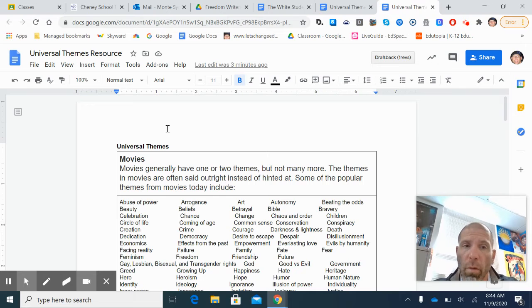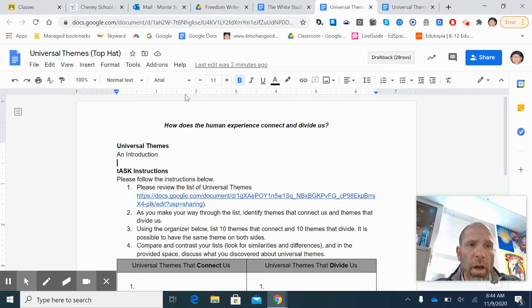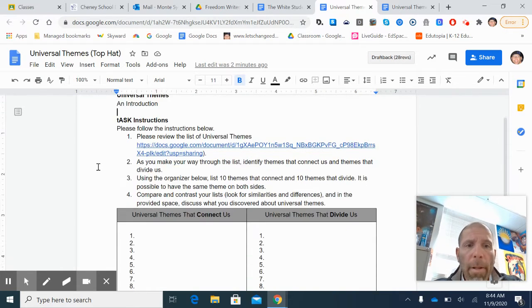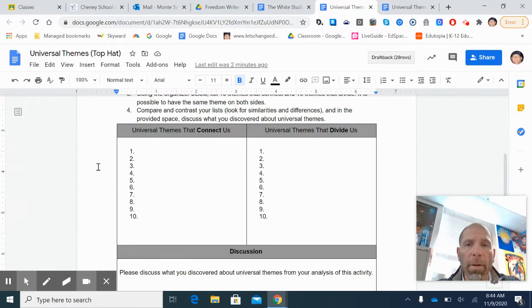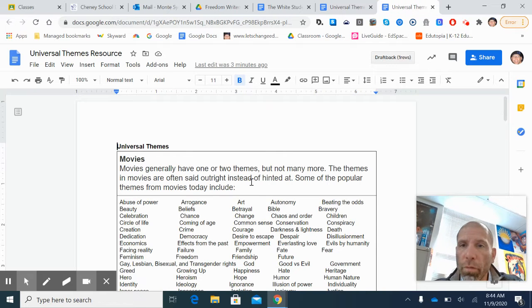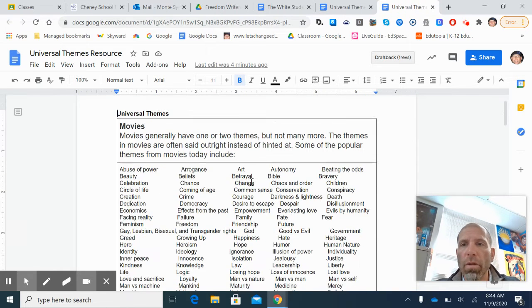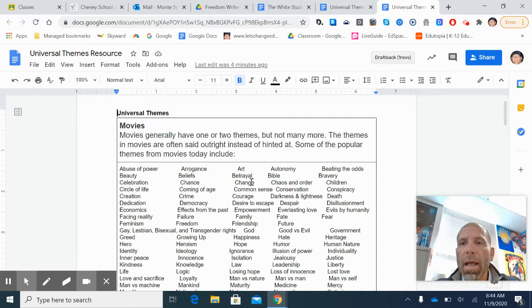So here's the resource. You're going to use it for two things today. The first is this universal themes top hat exercise. This is essentially how it's set up. Here's a graphic organizer down here. I want you to go through this list, and as you're going through it, look for things that connect us and divide us.